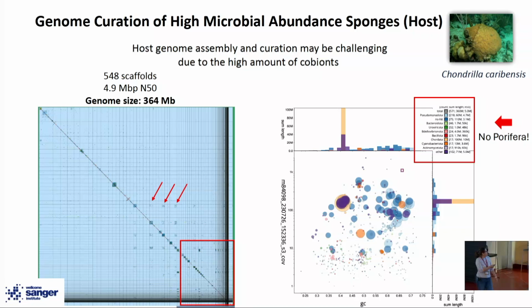We also have here in the red square some really small scaffolds, which are probably from cobionts and need to be removed too. And here on the right, we have a BlobToolKit plot. This plot shows us the distribution of the scaffolds in the assembly based on the read coverage and the GC content. Here we have bubbles in many colors, so there are many taxonomic groups. But if we look at the BTK caption here, we have no Porifera. So our main species, our host, our target species, is not tagged by BTK. Actually it's there, but it's masked by the great amount of cobionts.